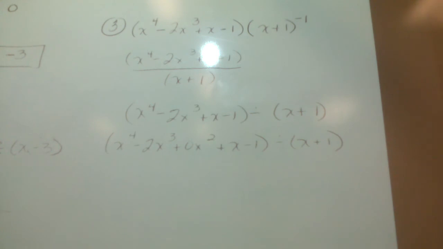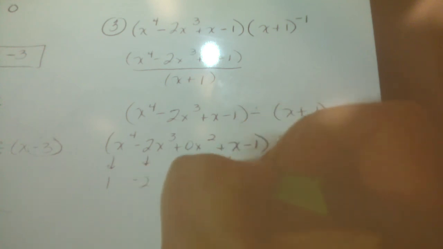So if there's an exponent that's missing, you're going to put 0 and then whatever that exponent is. If I was missing an x cubed, I'd be putting 0x cubed. If I was missing an x, I would be putting 0x. You don't have to put the 0 in for the constant.